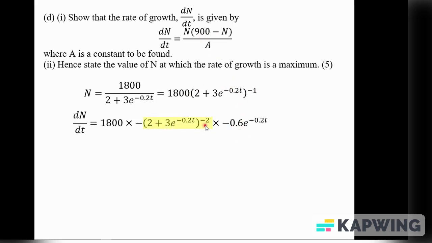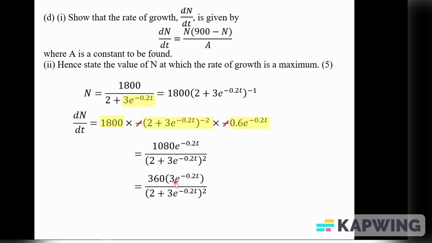So I'm going to get this into that form. I've got a bracket to the -2 here, so I'm going to do it as a fraction with that bracket squared on the bottom. I can get rid of those minuses, they'll cancel each other out. And I've got 1800 times 0.6, which is going to be 1080, and that e to the minus 0.2t. But I'm going to write it like this, because I'm going to rearrange this.